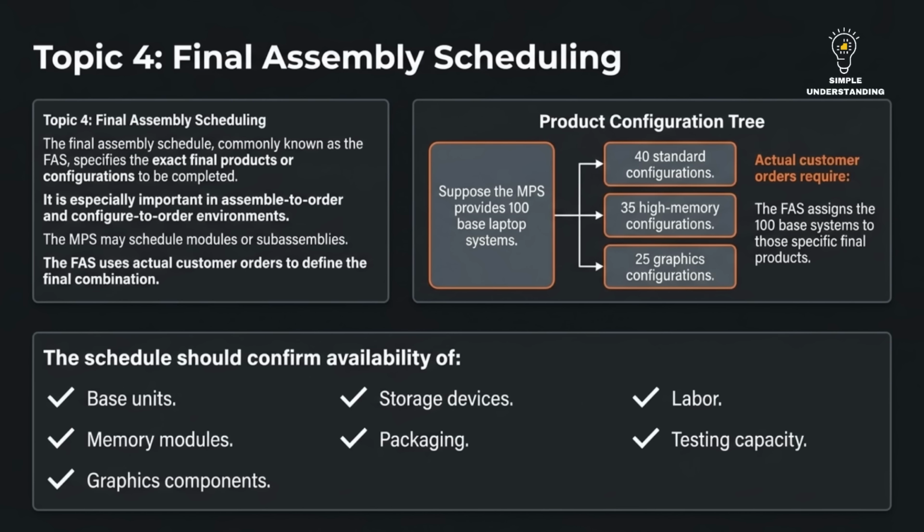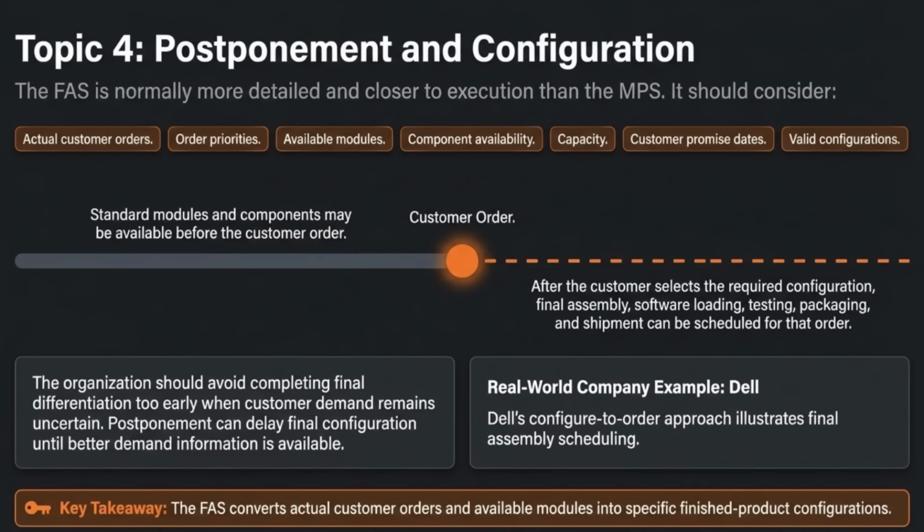Suppose the MPS provides 100 base laptop systems. Actual customer orders require 40 standard configurations, 35 high memory configurations, 25 graphics configurations. The FAS assigns the 100 base systems to those specific final products. The schedule should confirm availability of base units, memory modules, graphics components, storage devices, packaging, labor, testing capacity. The FAS is normally more detailed and closer to execution than the MPS.